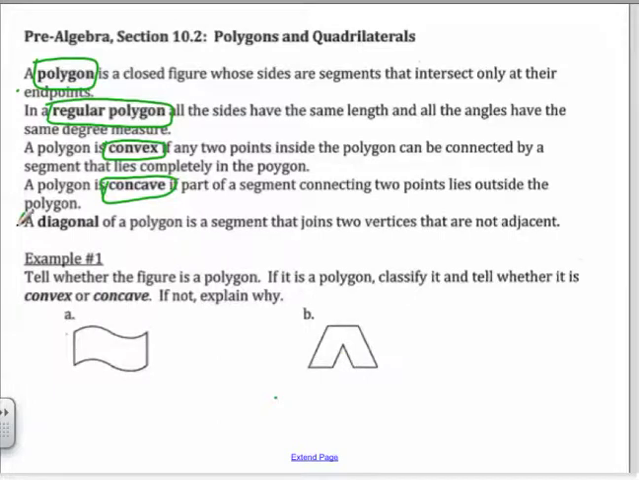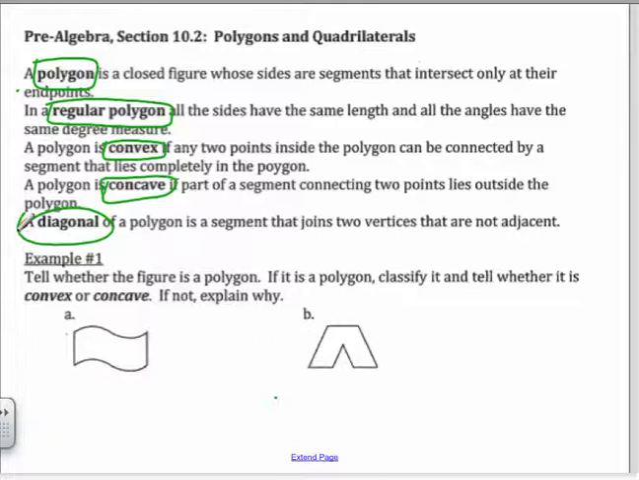And then the last thing is called a diagonal. The diagonal of a polygon is a segment that joins 2 vertices that are not adjacent. What does the word adjacent mean? We need to have that in our vocabulary. Ethan? No, adjacent does not mean the same. Alex? Like next to each other. Next to each other. So, Albert and Armand are adjacent, but Albert and Zachary are not adjacent because they're not next to each other.